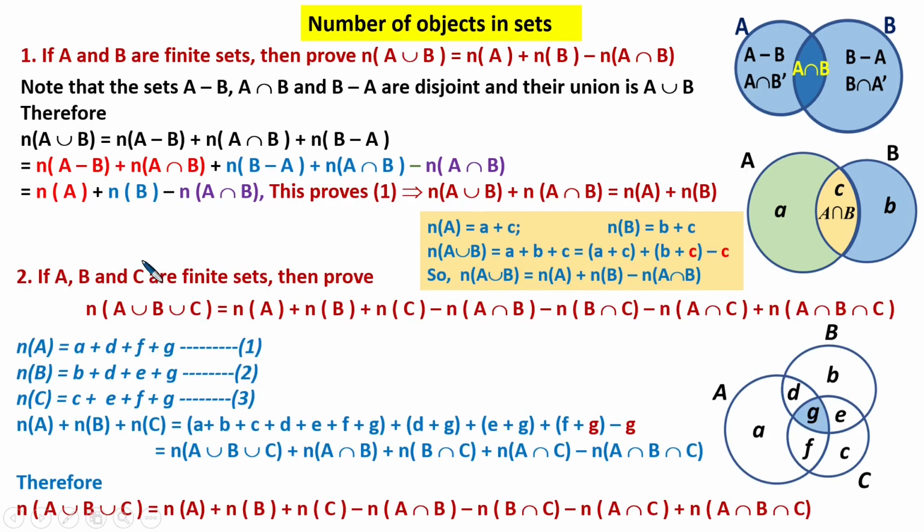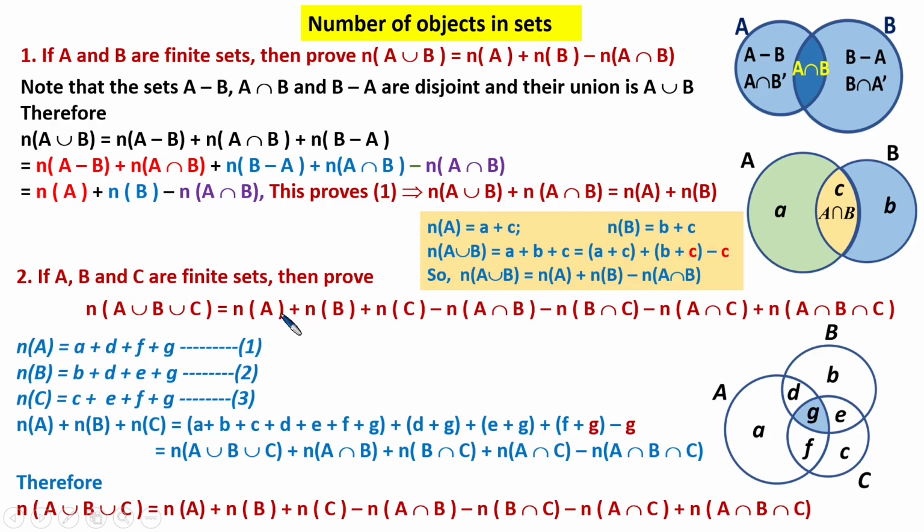Now second, if I add another set C apart from A and B, which are finite sets, then prove that number of elements in A union B union C is number of elements in A plus number of elements in B plus number of elements in C, minus number of elements in A intersection B, minus number of elements in B intersection C, minus number of elements in A intersection C, plus number of elements in A intersection B intersection C. So this is very similar to this one. Here I have just added the number of elements in C, and because I have added C, of course it will intersect with B and also with A, and then because of C, there is the number of elements in A intersection B intersection C.